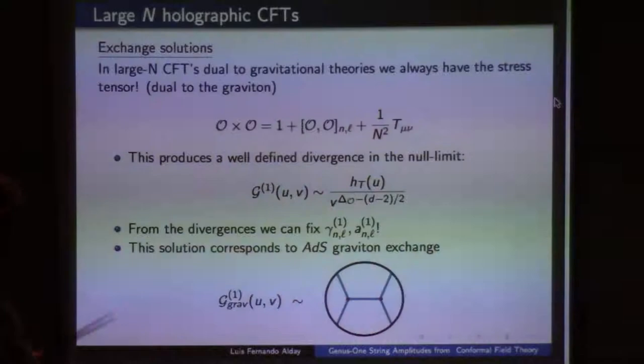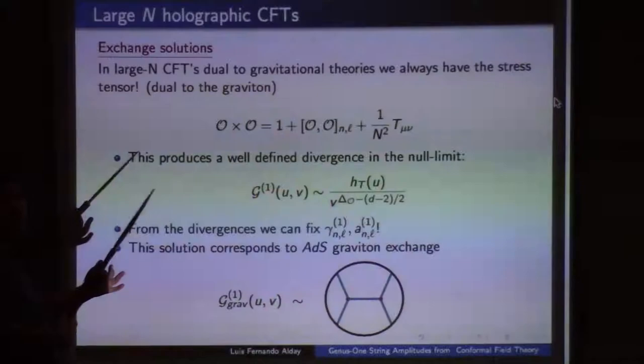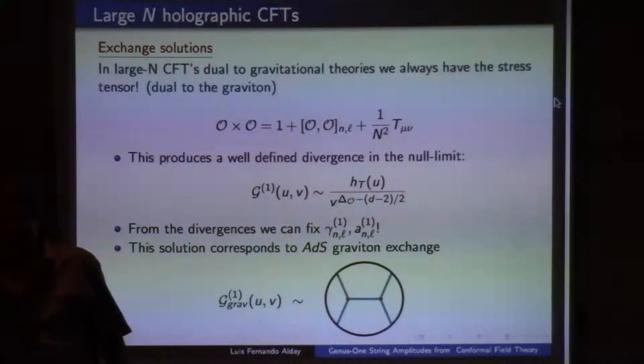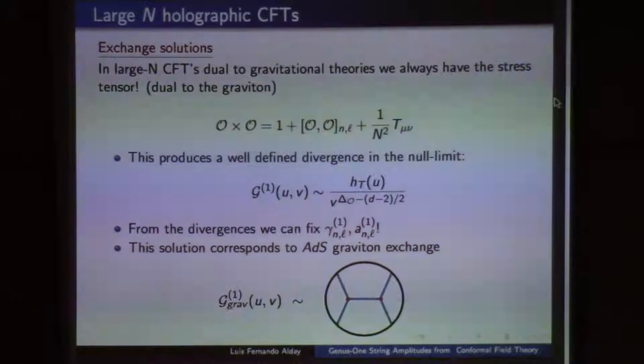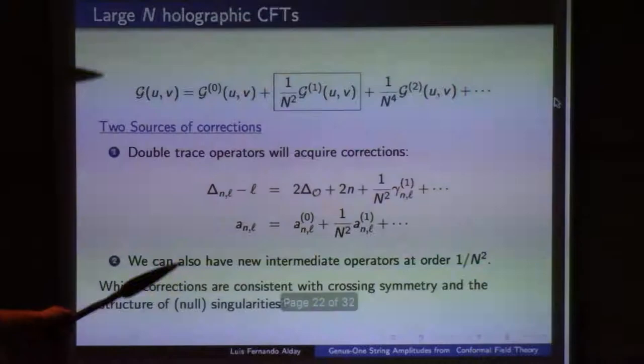First, let's have a look at whether we have exchanged operators, like new operators, at order 1 over n squared. And actually, it turns out we always do. Because in large n conformal field theories, if they are dual to a gravitational theory, they should have a stress tensor. But the stress tensor, because of Ward identities, there is nothing we can do about it, appears in the OPE of O with O with a coefficient that is 1 over n squared, that is 1 over the central charge. So at order 1 over n squared, you have a new operator, which is the stress tensor. Now, you can ask, how am I going to compute these anomalous dimensions due to the stress tensor? But that's a piece of cake for us.